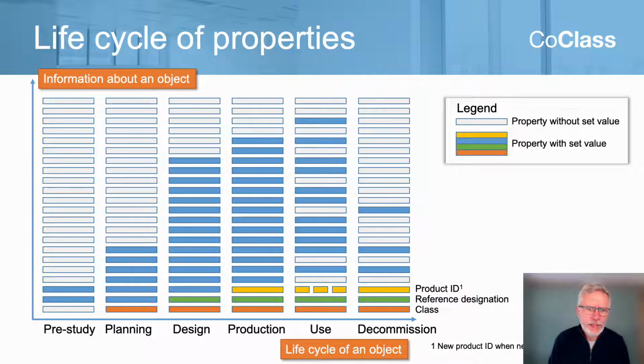And that product, or that property, will change during the use. The use phase is often long. It might be 10, it might be 100 years. So the actual product might be switched if it's broken and so on. So you can have different product IDs depending on where you are in time. But the class and the reference designation stay the same.